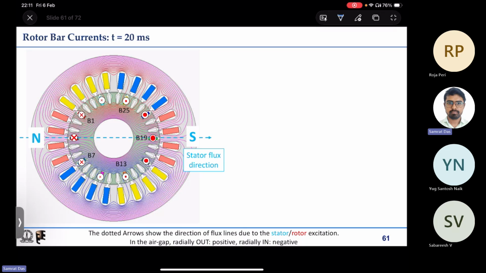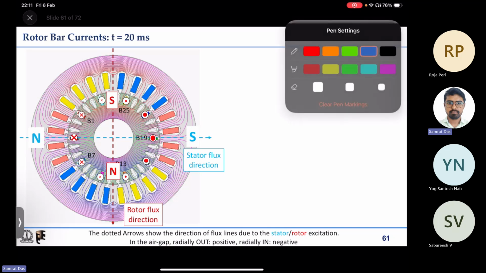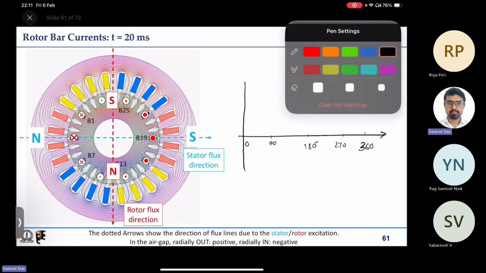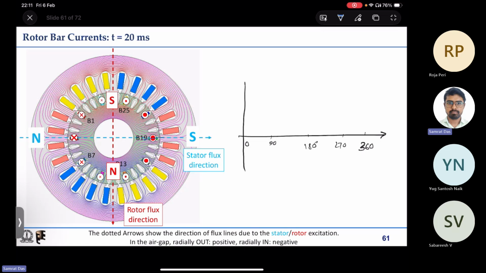These are about the current polarities and the rotor field, of course. Again, if I plot the same thing, 0, 180, 360, 90 and 270. First plotting the stator. This side it is radially outward, I have to assign positive. 90 you know it will be 0, 180 you know it will be negative maximum, 270 it is 0, and 360 it is positive maximum.